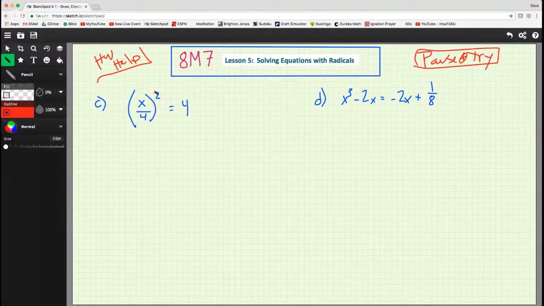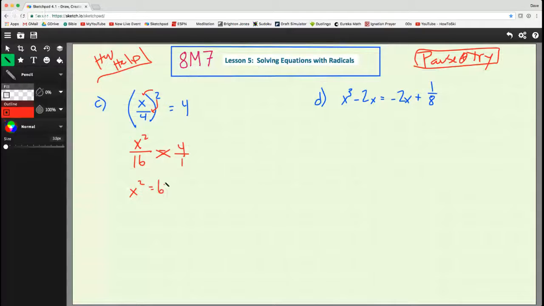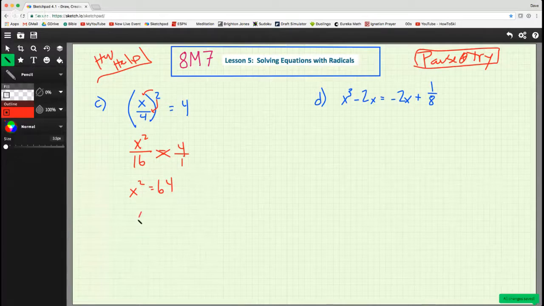Okay, so you're back. We're going to square the top and square the bottom. So we get x squared over 4 squared, which is 16, equals 4. Now we're going to cross multiply, that's like 4 over 1. And so I get x squared equals 64. Because we're only taking positive square roots, x equals 8. You could say x equals minus 8, but we're not dealing with negative numbers.